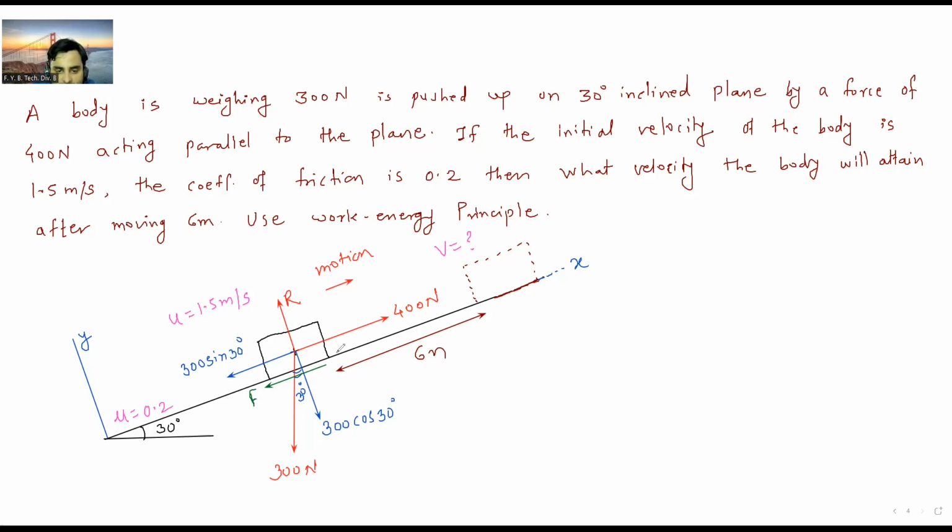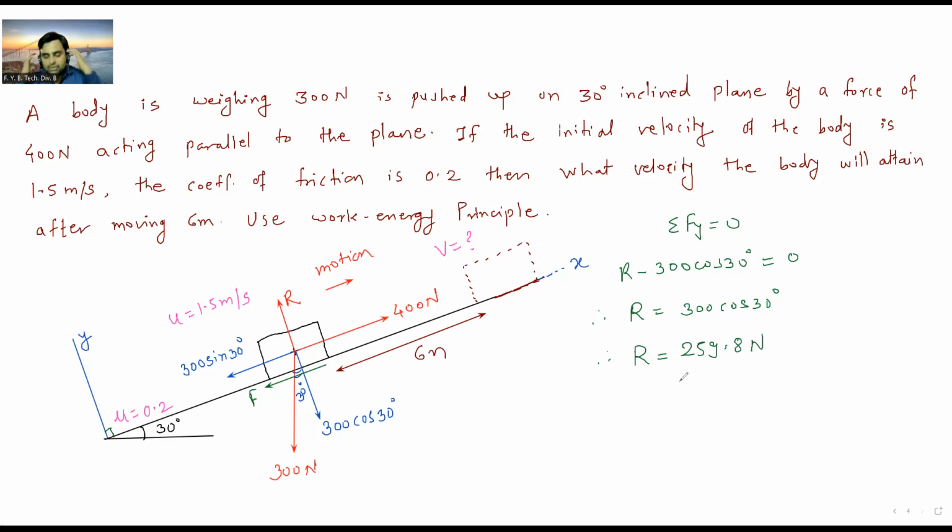Now this inclined plane is our x-axis, and perpendicular to this at angle 90 is our y-axis. So we should consider summation Fy. When I apply summation Fy equal to 0, parallel to this y-axis, R is there and 300 cos 30 is there. So R minus 300 cos 30 is equal to 0. Therefore, R is equal to 300 cos 30. Therefore, R is equal to 259.8 Newton. This is the value of R.